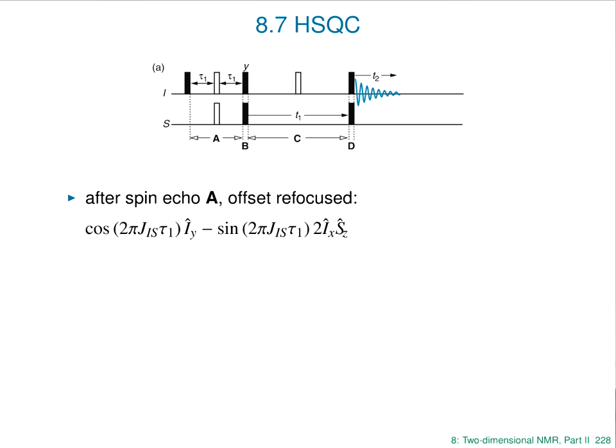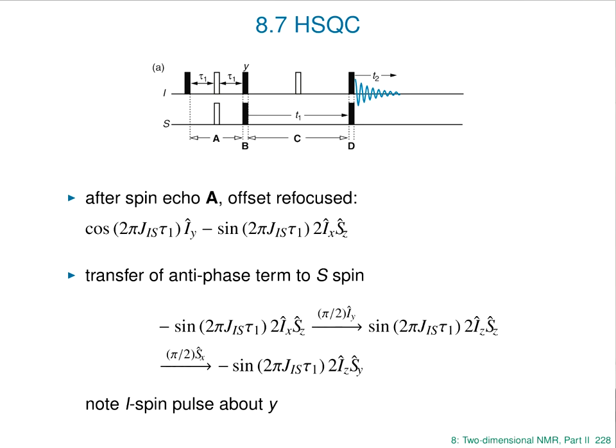Now this term in IY will never be transferred to the S spin because it's not antiphase. So I'm going to forget about this term straight away, because if I carry it forward in the calculation, it will just waste ink and not go anywhere. So just concentrating on the antiphase term, 2IXSZ is transferred by those two pulses in period B to the S spin. And it comes out as 2IZSY, so it's now transferred to the S spin. And notice that that pulse has to be a Y pulse on the I spin, otherwise you wouldn't get any transfer. It's exactly the same as in the INEPT sequence.